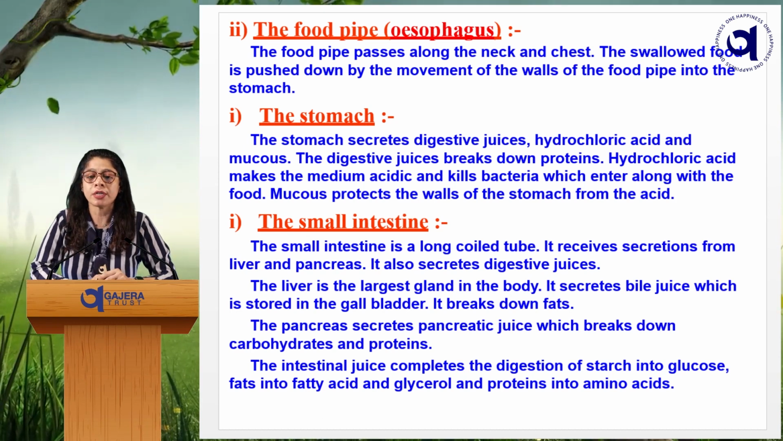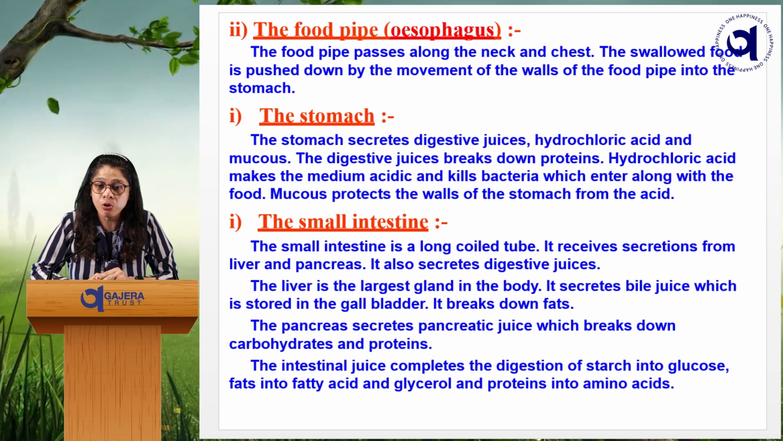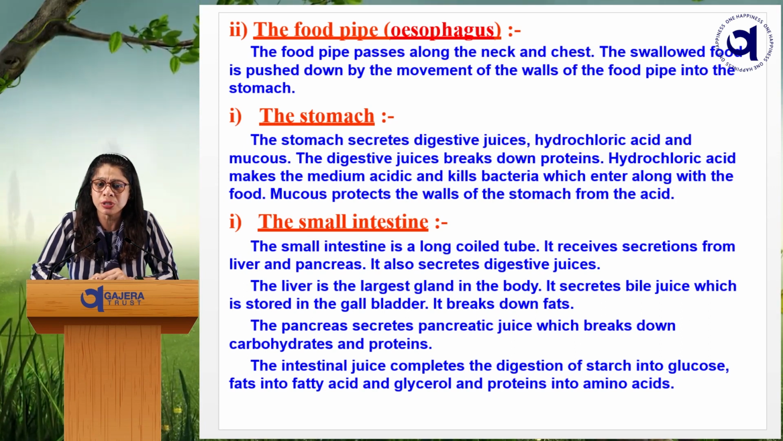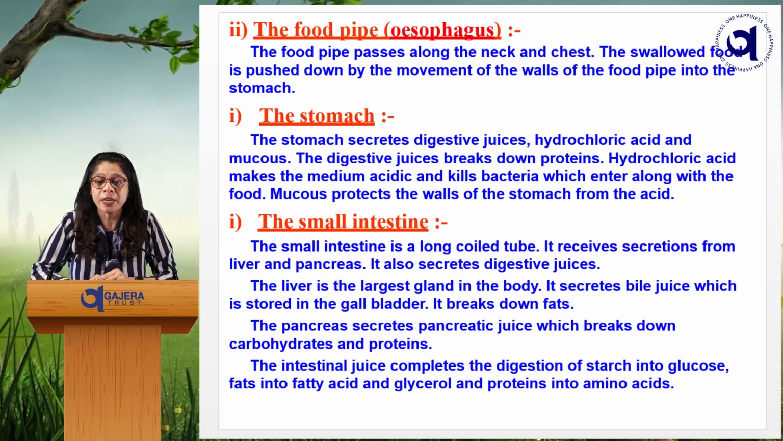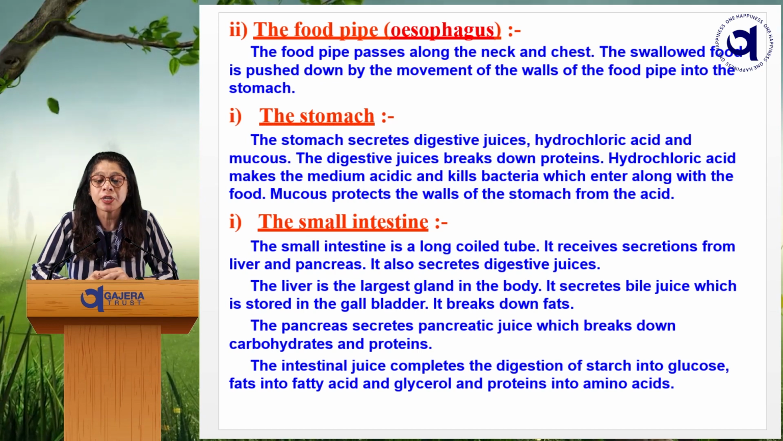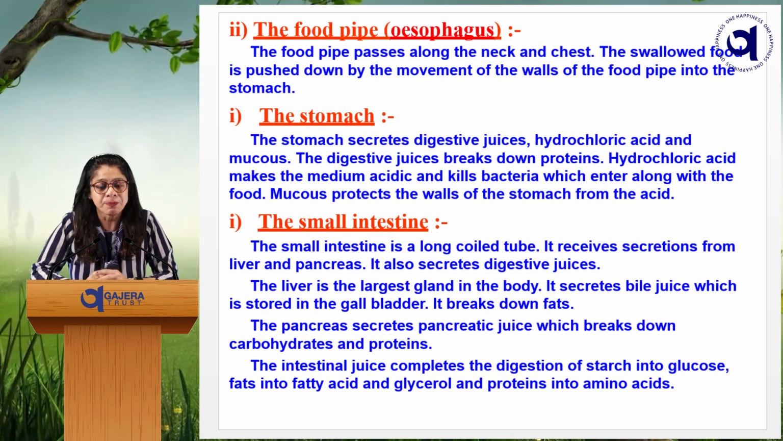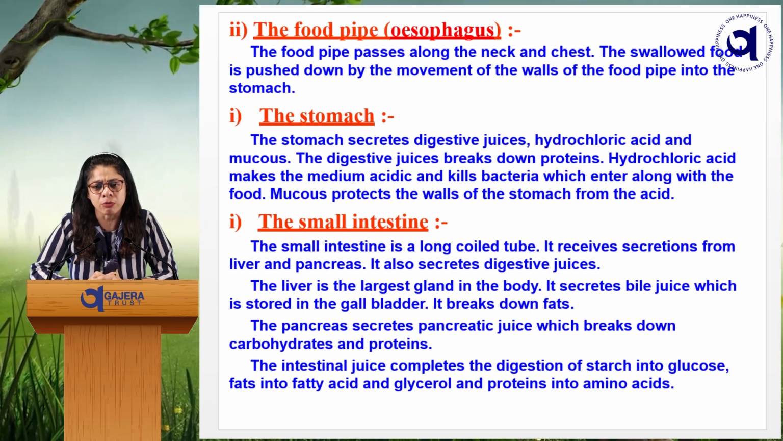Now, the next point, the small intestine. The small intestine is a long coiled tube. It receives secretions from the liver and pancreas. It also secretes digestive juices. The liver is the largest gland in the body. It secretes bile juice which is stored in the gallbladder. It breaks down fats. The pancreas secretes pancreatic juice which breaks down carbohydrates and proteins.